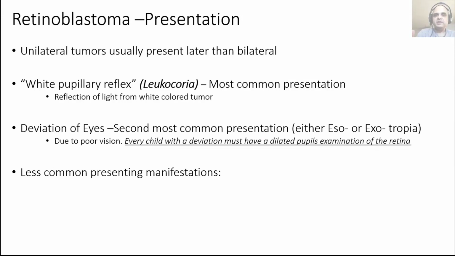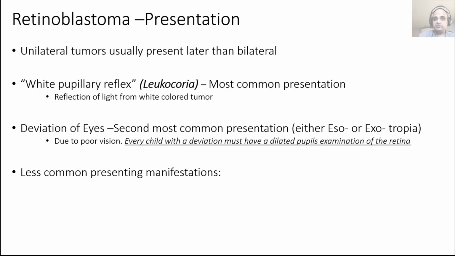So the presentation is going to be mostly unilateral, but it can be bilateral, and the most common presenting feature is leukocoria or white pupillary reflex. To the parents, it appears that there is a difference between the color of the two eyes, and since the most common cause that the general population knows of a difference in color is cataract, most parents or guardians of the child, because the child is usually too young to explain what's going on, come in thinking that the child has a cataract.